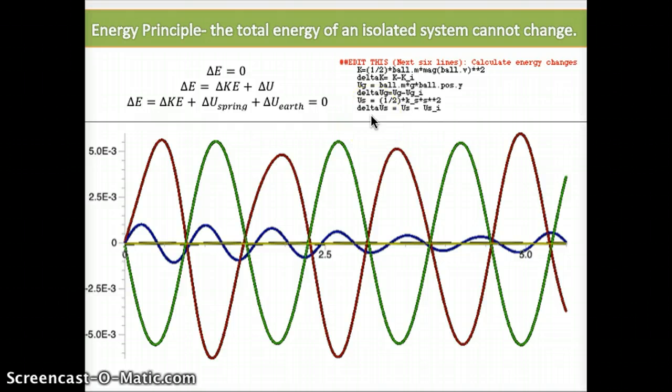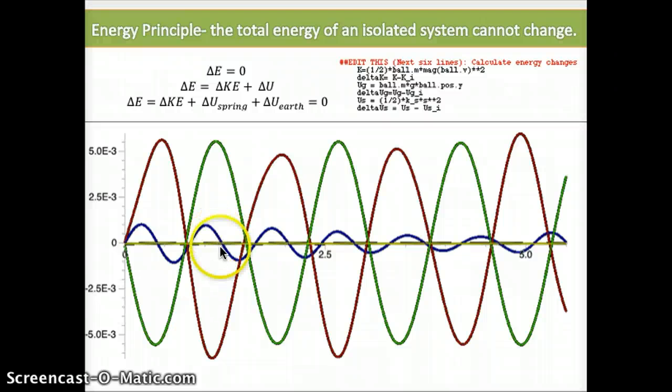The spring potential energy and the gravitational potential energy, noted as the green and red lines, are both opposite in phase. As the spring potential energy increases, the gravitational potential energy decreases. In regards to changes in kinetic energy, noted as the blue line, the mass gains and loses kinetic energy and oscillates twice as fast as the potential energy changes.